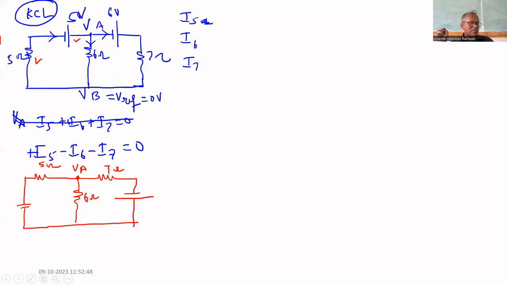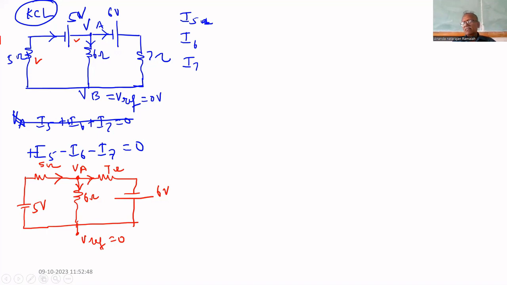Now you can tell what is the voltage across the 5 ohm. This is 5 volt. This is 6 volt. What is the current through the 5 ohm? Here, what is the voltage? Here, V reference, V reference equal to 0. What is the voltage across the 5 ohm? What is the direction of current here? What is the direction of current in the 7 ohm? These are the directions. Am I correct or not? Can you tell what is the current in the 5 ohm?